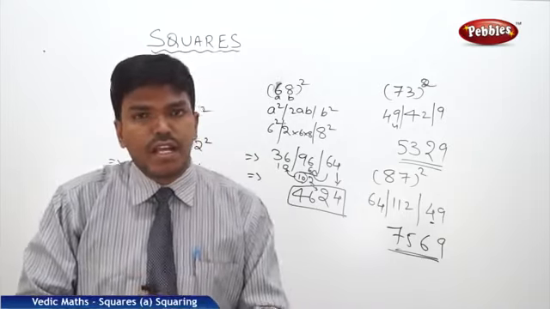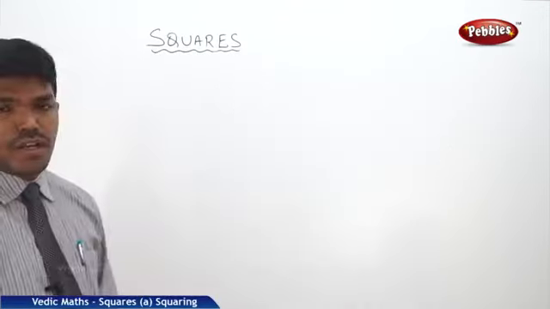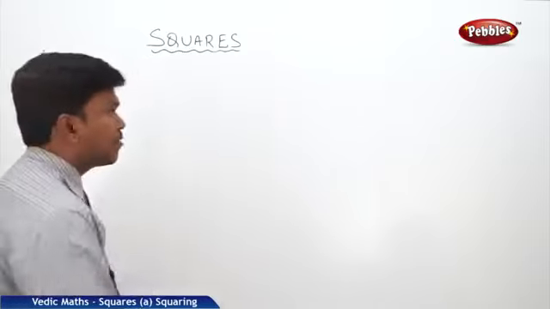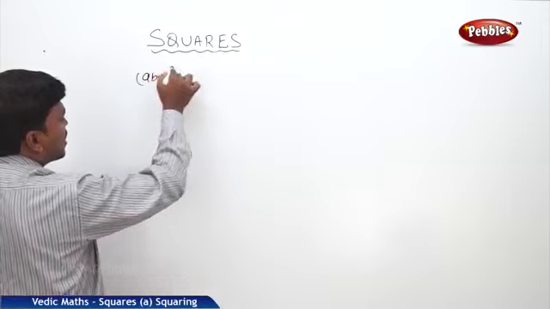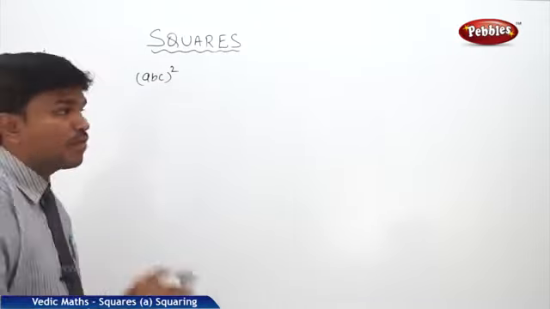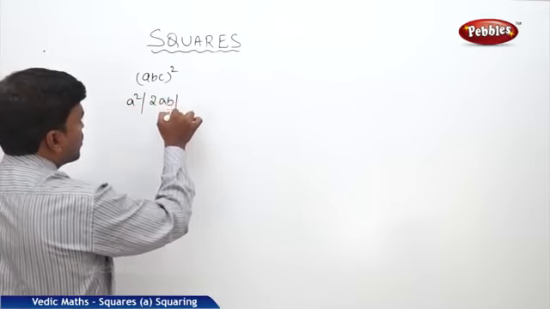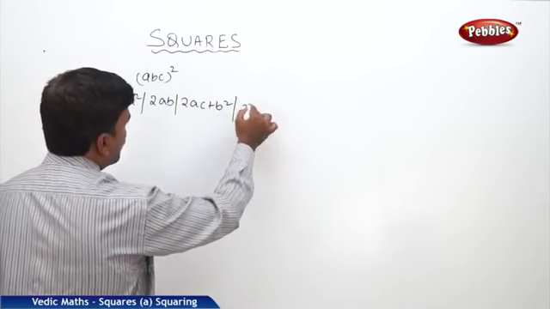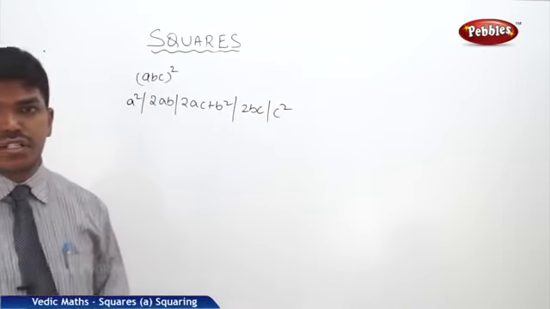So how can we extend this technique to triple digit squares? Let us see the formula method for squares. Suppose ABC is a triple digit number. Now the formula will be like this: A square, 2AB, 2AC plus B square, 2BC, C square. This is the formula for triple digit squares.